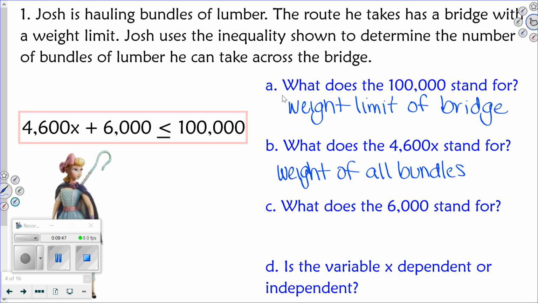It's the weight of the truck. Because does that change? No. The truck itself with nothing on it weighs 6,000 pounds. So that is a constant. Notice there's no variable, meaning that's not changing. Okay, it's just 6,000 pounds no matter what. If I just drive my truck across, it's only 6,000 pounds. All right, is the variable x dependent or independent? What did x stand for? That's my bundles, the number of bundles I'm taking. Is the number of bundles dependent or independent? It is independent.